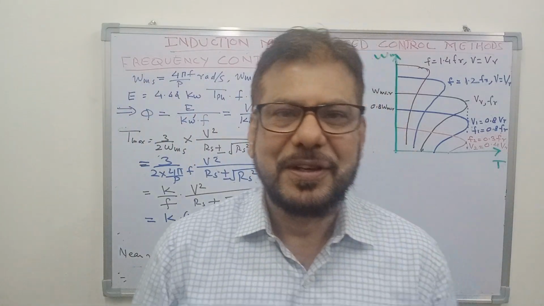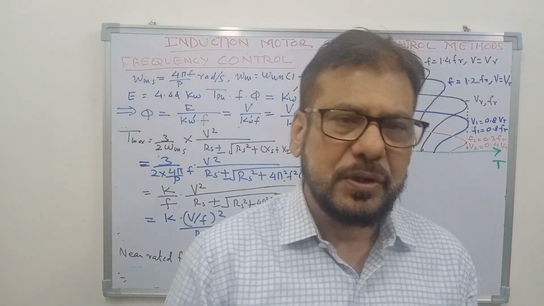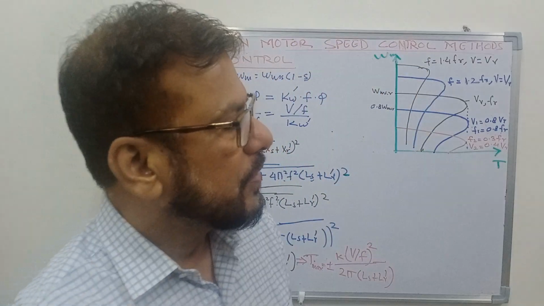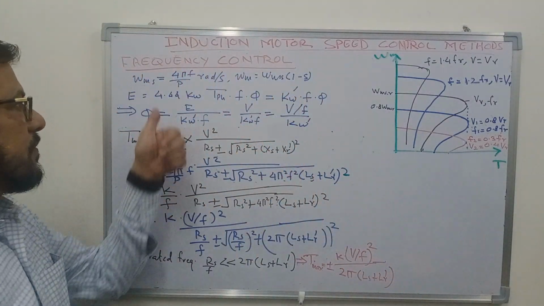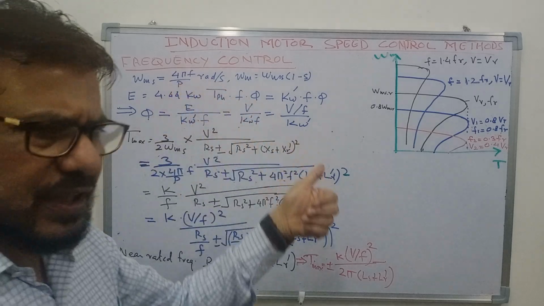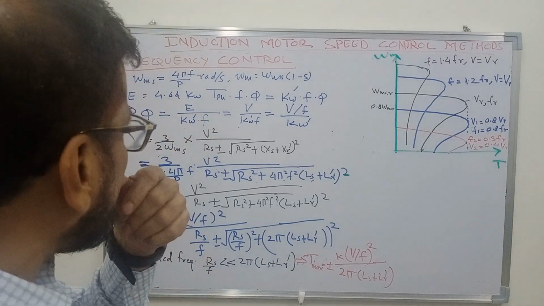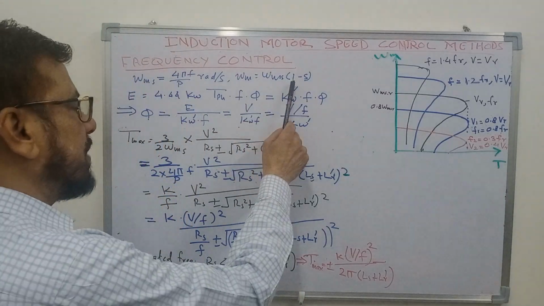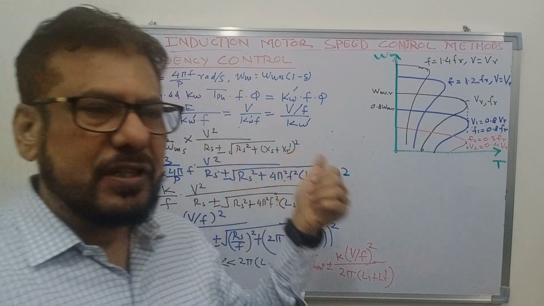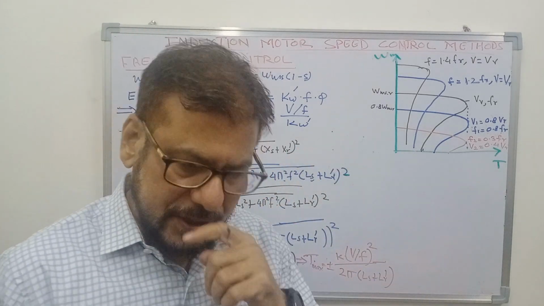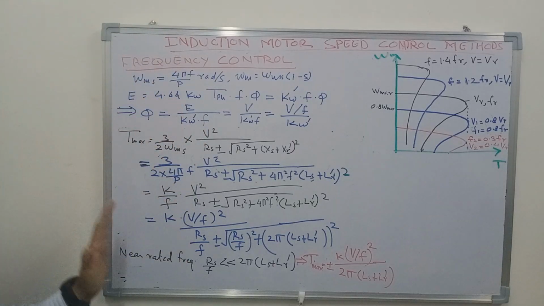Yes, hello students. In this lecture, I will explain the second method of speed control, that is frequency control. You recall that the synchronous speed of the motor is given by 4 pi f upon p radians per second, that is equal to 120 f upon p rpm. And the motor speed is given by omega ms (1 minus s). So if we change the frequency, synchronous speed will change and the motor speed will also change. So by changing frequency, you can change the speed of the motor.